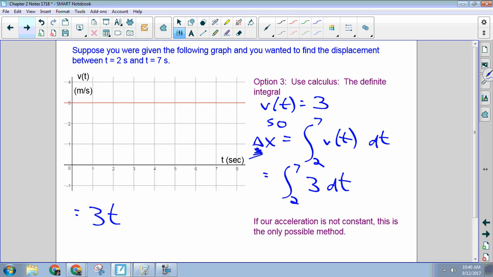All right. So now I've taken my integral, right? Because the integral of 3 is 3t. Don't worry about the plus c, because we know it's going to cancel out anyway. Follow? And then the notation we use is this. You draw a vertical bar over here, and just write between 2 and 7. So this means evaluated at 7, evaluated at 2, and then just subtract.